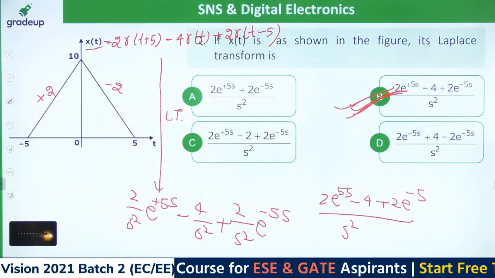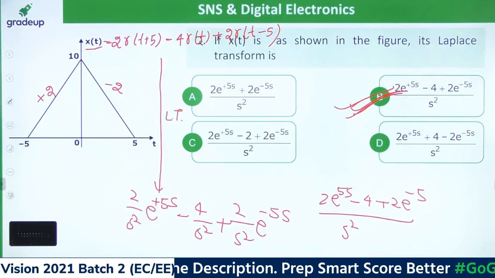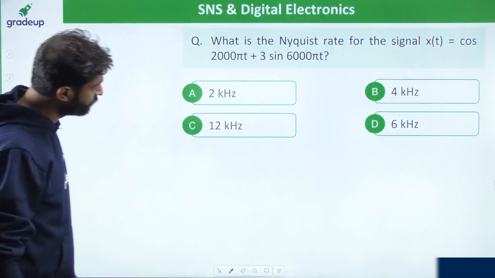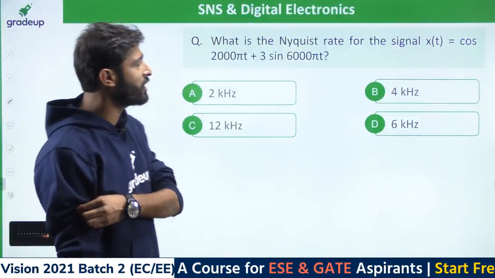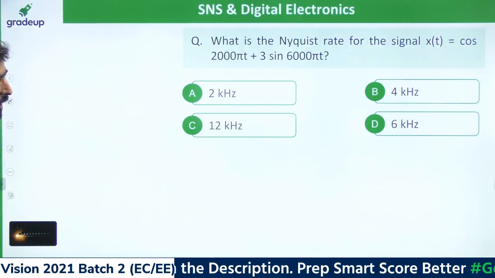Now we are moving on to the next question in front of you. Pranali, next question in front of you. Everybody just give me the answer of this question. What is the Nyquist rate for the signal x of t equal to cos 2000 pi t plus 3 sin 6000 pi t? We have to find out the Nyquist rate.